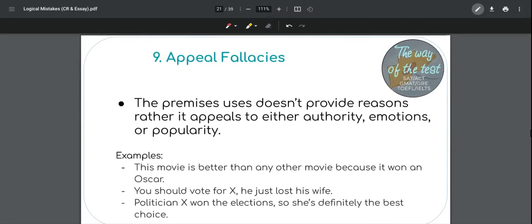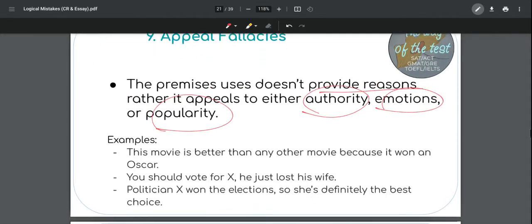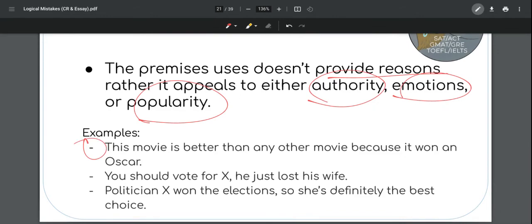Okay, so appeal fallacies: the premises don't provide reasons. It just appeals to authority, emotions, or popularity. So, for example, this movie is better than any other movie because it won an Oscar. So you're saying that the fact that the Oscar award gives the characteristic of being better than any other. Again, I'm not saying that the Oscar is worthless, and I'm not saying the opposite either, right? I'm not saying that it's a bad movie. All I'm saying is that you cannot just make a statement like this.